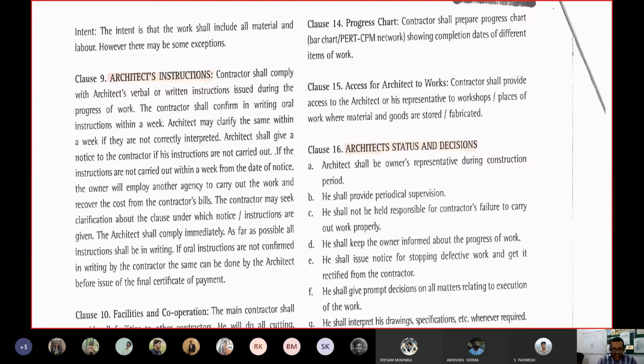So this provision, that the architect can instruct, on what things he can instruct, and how his instruction during the progress of the work has to be accommodated by the contractor, should be mentioned in the contract agreement or the contract document. Okay. Coming to clause 13.